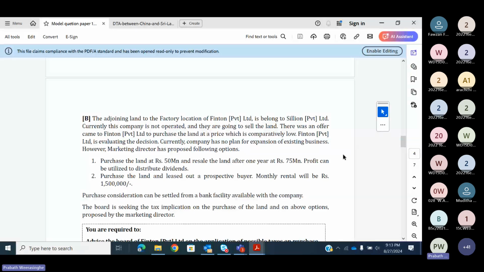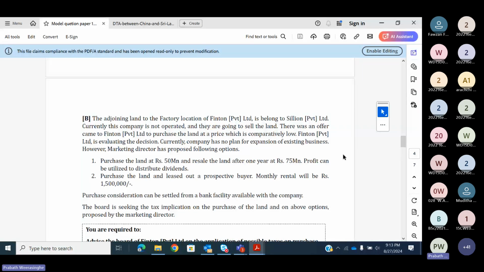And second, out of that profit they are going to distribute dividends. Dividend is again taxed at 15%. It's all AIT, advance income tax. That is the tax implication there. Because this is land, there won't be any VAT liability and there won't be any SSCL liability.